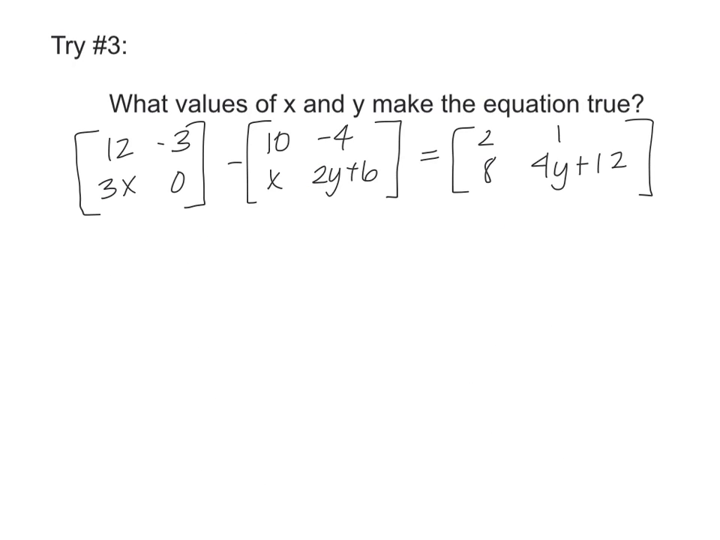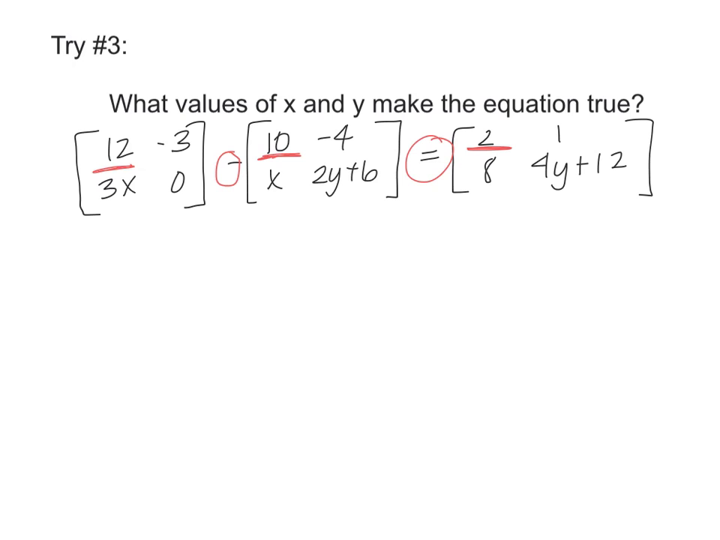All right, and try 3, and this is our last example. It says what values of x and y make the equation true. Now this one isn't necessarily the exact same as the first. This one we need to actually set up the equation to be able to make it true. So let's kind of go through this. So for example, 12 minus 10 equals 2. That makes sense, right? So if we're trying to find x or if we're trying to find y, all we need to do is find where they correspond to.